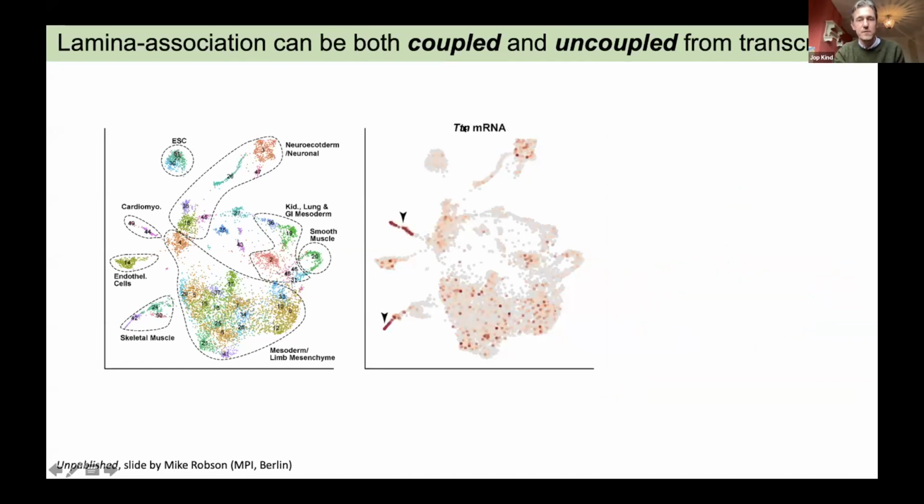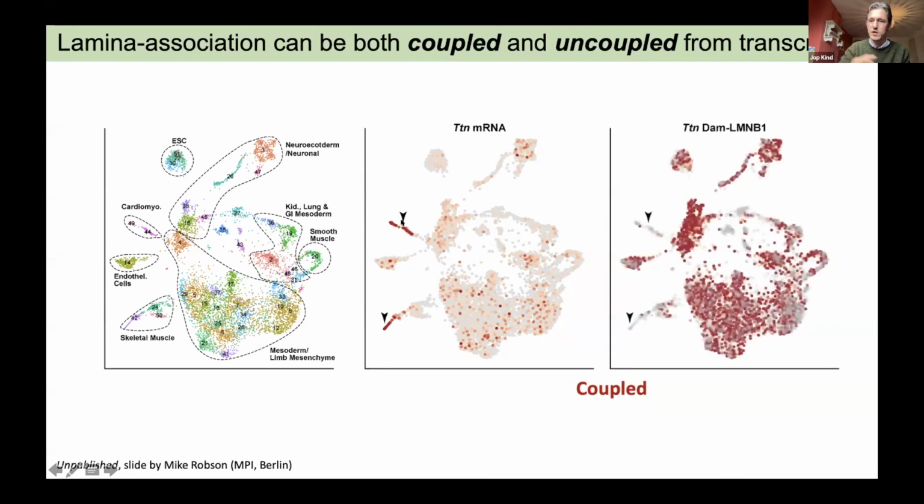Also this titin gene, which is very important for muscles, so you find it only in muscles. So these are the cardiomyocytes and the skeletal muscles. It's only expressed over here. Now, if you look at the corresponding positioning of this gene, you can see it's repositioned away from the lamina, mostly here and here where this gene is expressed, and it's associated with the lamina in almost all of the other tissues. So again, very close association.